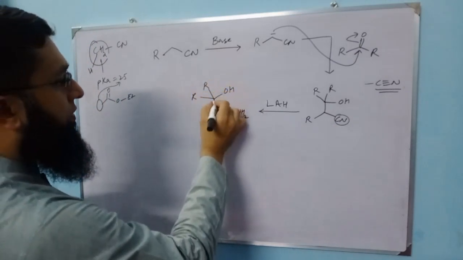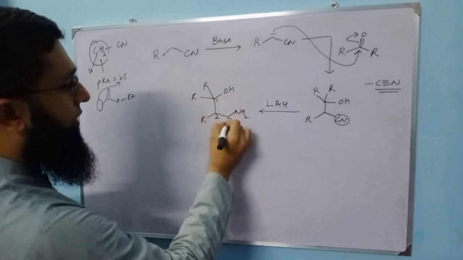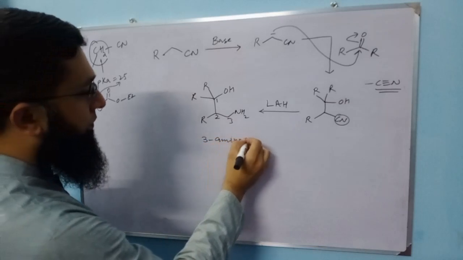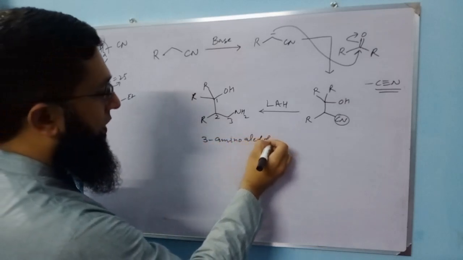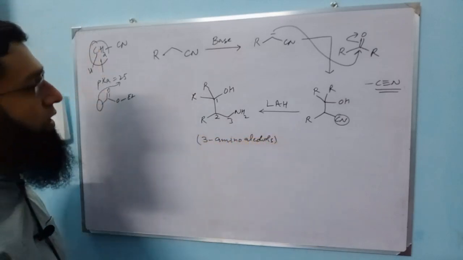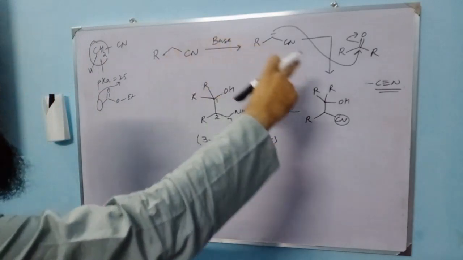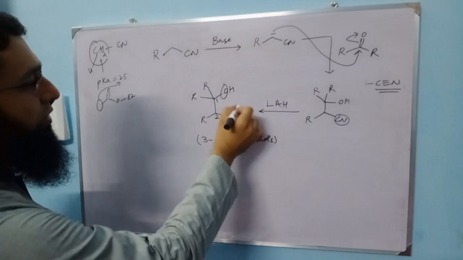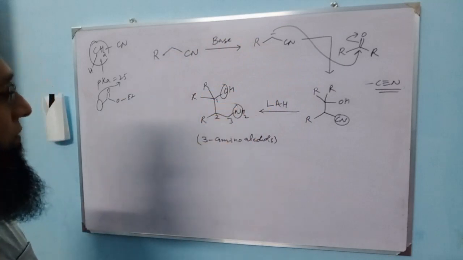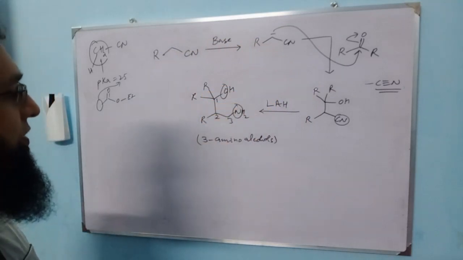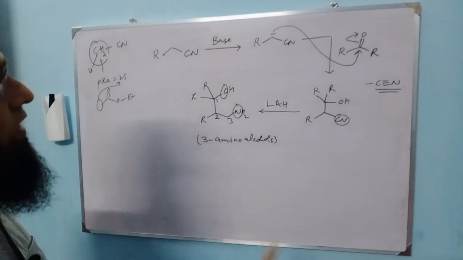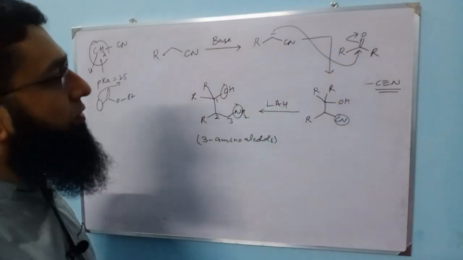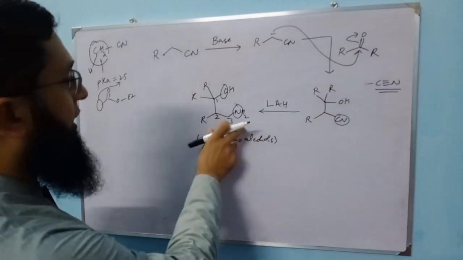So in this case, these are 1,3 amino alcohols. They can be obtained using this methodology. In this case, oxygen and nitrogen have a 1,3 relationship, and we can use this aldol type reaction with aldehydes or ketones to get this type of target molecules.